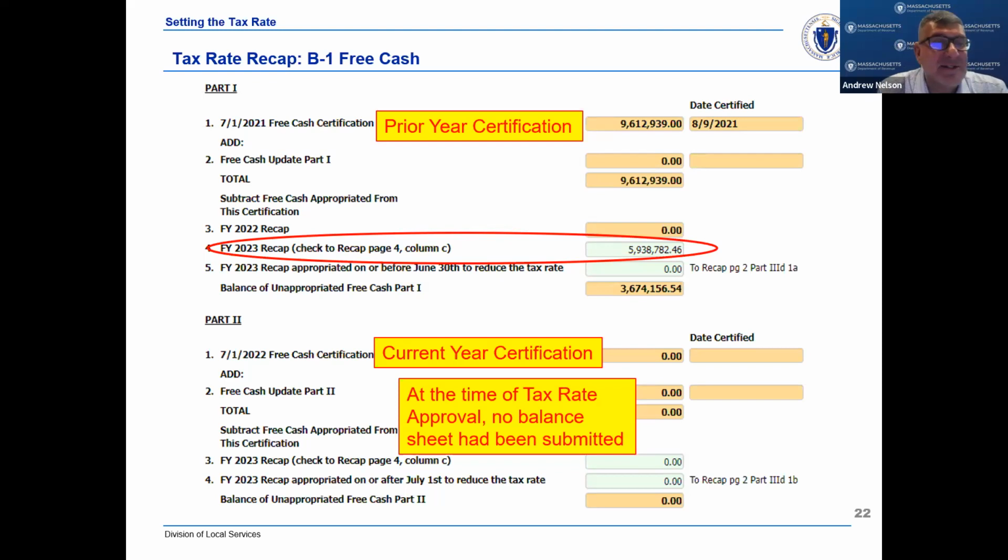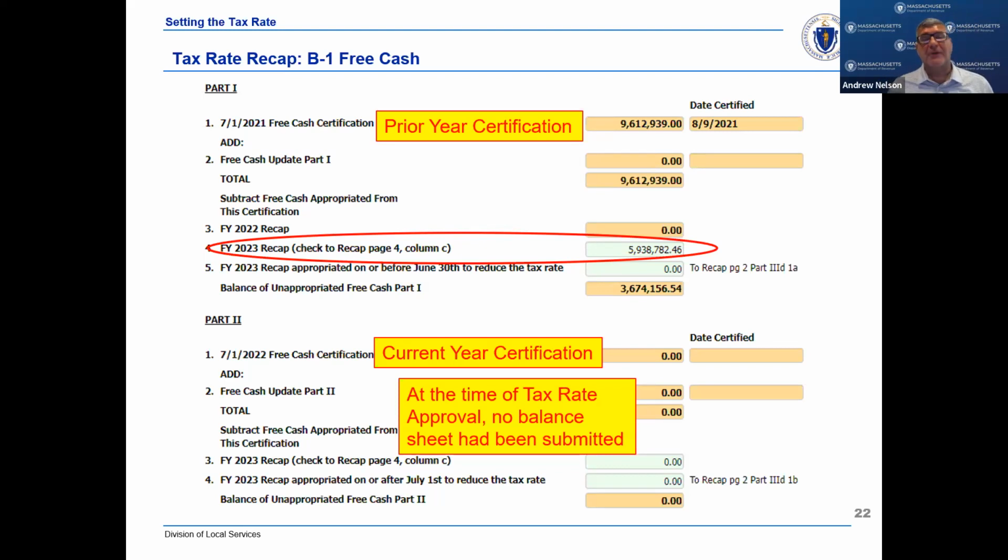That is the second free cash that you have available during a cycle. The top part is the free cash that expires as of June 30 in the year you're in. So you had that at your annual town meeting in the spring. So that number is certified. This community had $9.6 million. It was certified, as you see, on August 9th. They didn't spend any of that during the fall that year. Had they spent any money during the fall that year, it would have been on line 3. That's money that's spent before they set their recap.